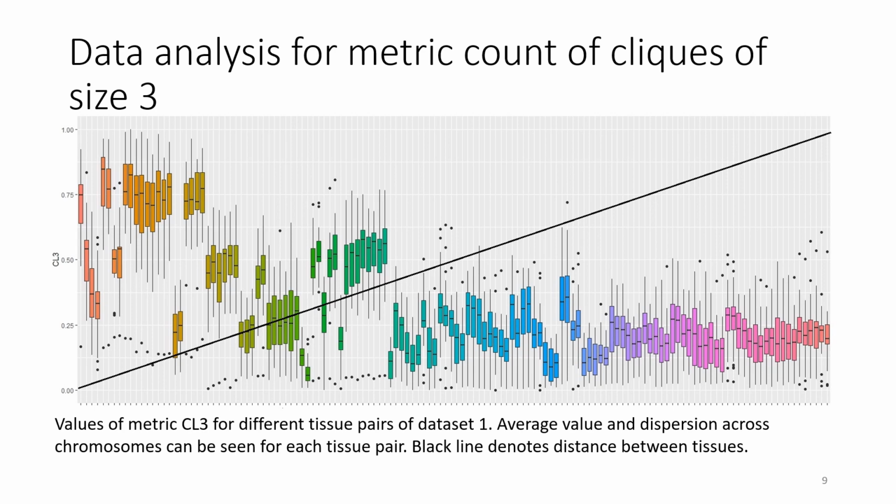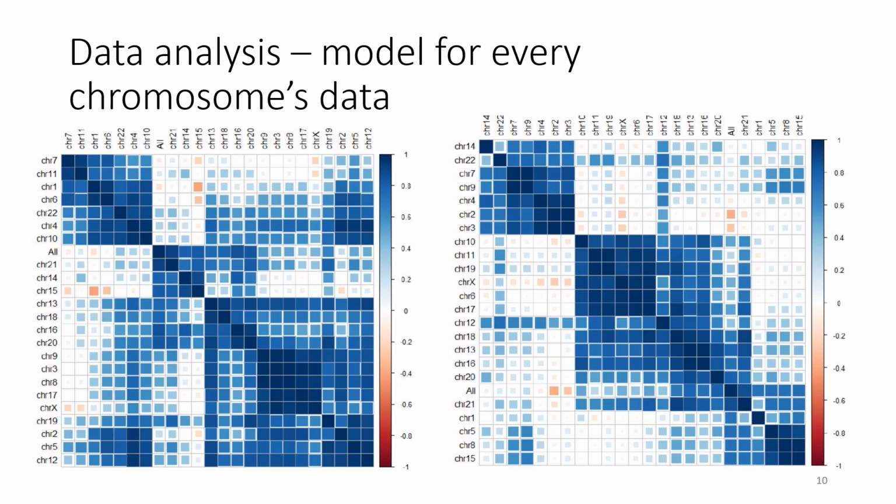When comparing certain metrics with tissue relatedness in our data, we observe occasional positive or negative correlations, such as in this case, where cliques of size 3 are slightly more prevalent in closely related tissue types than distantly related tissue types. An interesting side effect we discovered but couldn't really explain.